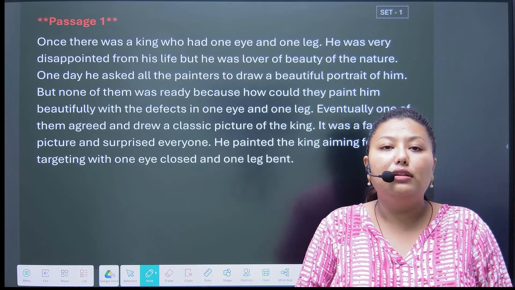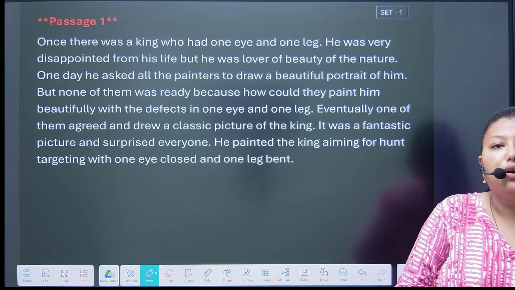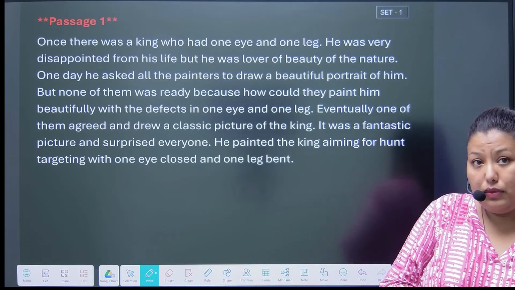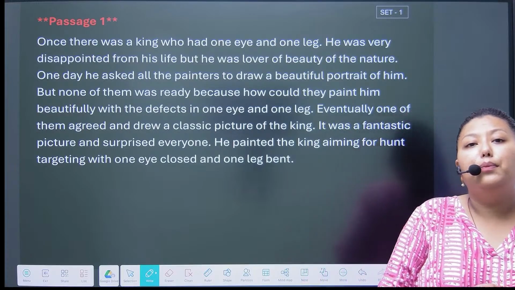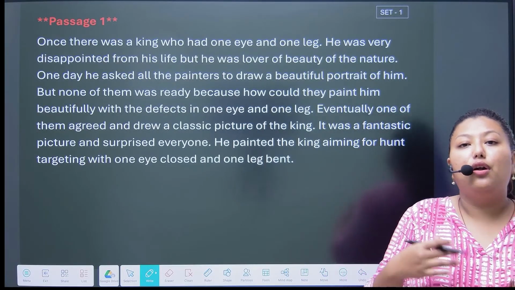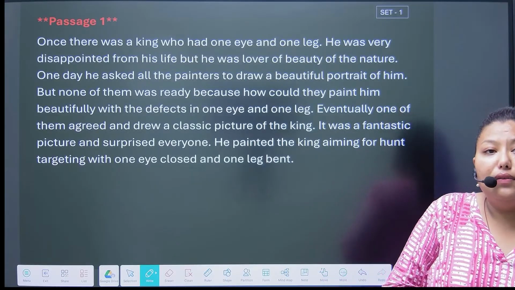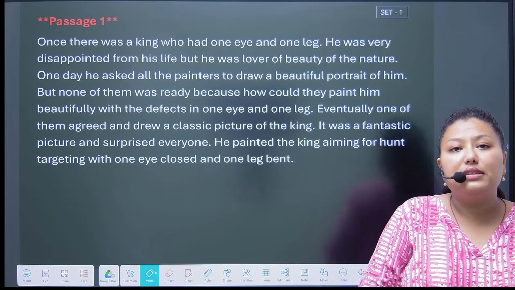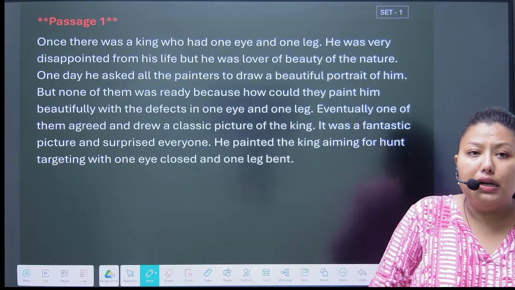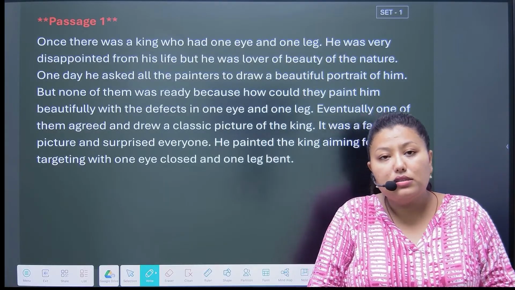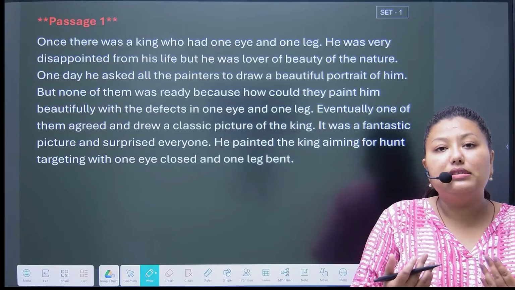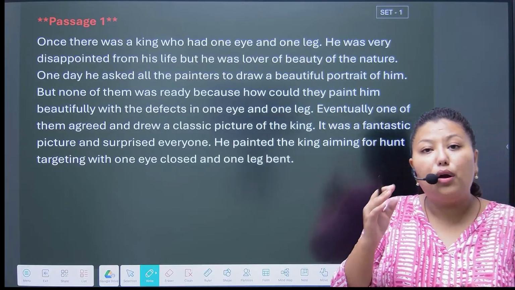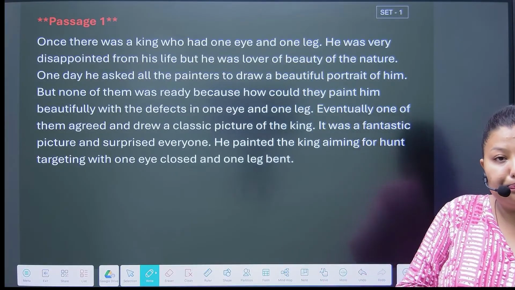One day he asked all the painters to draw a beautiful portrait of him. So one day the king asked all the painters who lived in his kingdom to draw a beautiful portrait of him. Portrait means a picture of the king. But none of them was ready, because how could they paint him beautifully with the defects of one eye and one leg? Defect means he has only one eye and one leg, and it is a defect for him.